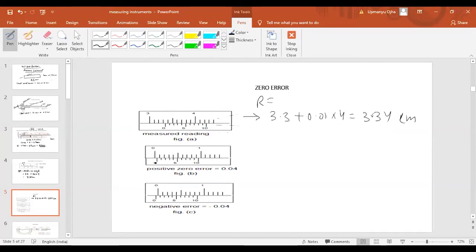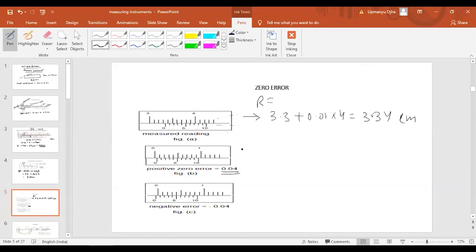Positive error means if the zero of the vernier scale is on the right side of the zero of the main scale. So if you look at this, this is the zero of the vernier scale. This is the zero of the main scale. Then that type of error is known as zero error. And how to find the value of zero error? Again, we have to look at that reading of the vernier scale which is coinciding with the main scale. So if you look, this reading is coinciding, which means positive error will be 0.04.